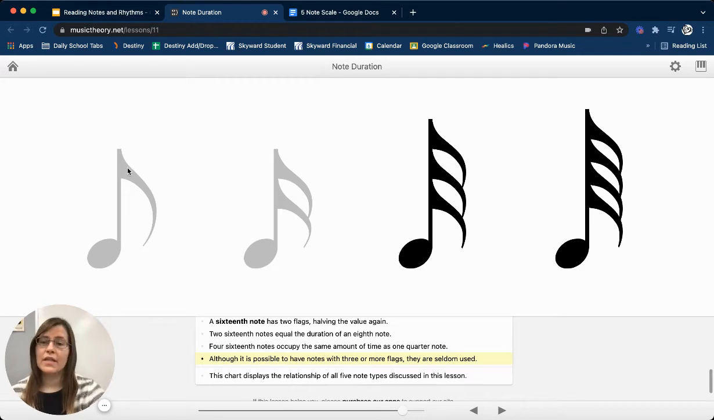So let's take a look. This would be an eighth note, just 1 flag. This is a 16th note. What do you think this one is? I'll give you a second. A 32nd note. What do you think this one would be? If this one was a 32nd note, what do you think? A 64th note. So you would need 64 of these in 1 measure. That's a lot, which is why they're barely used.